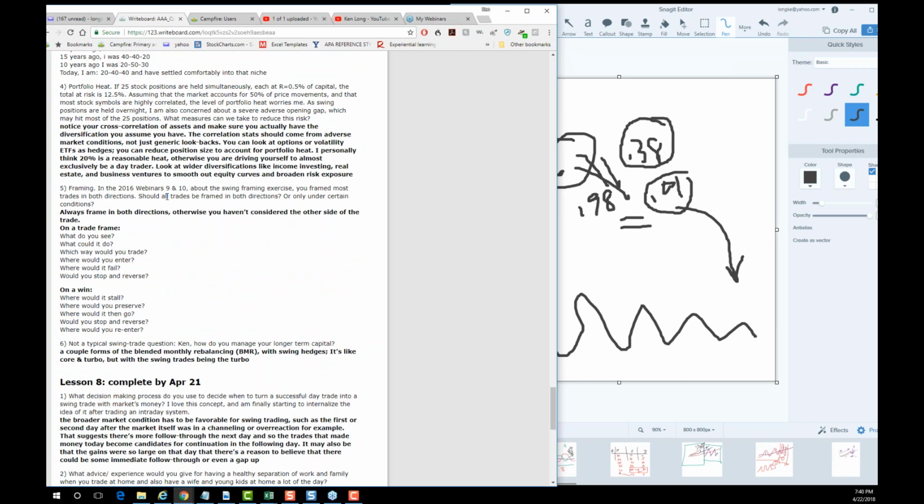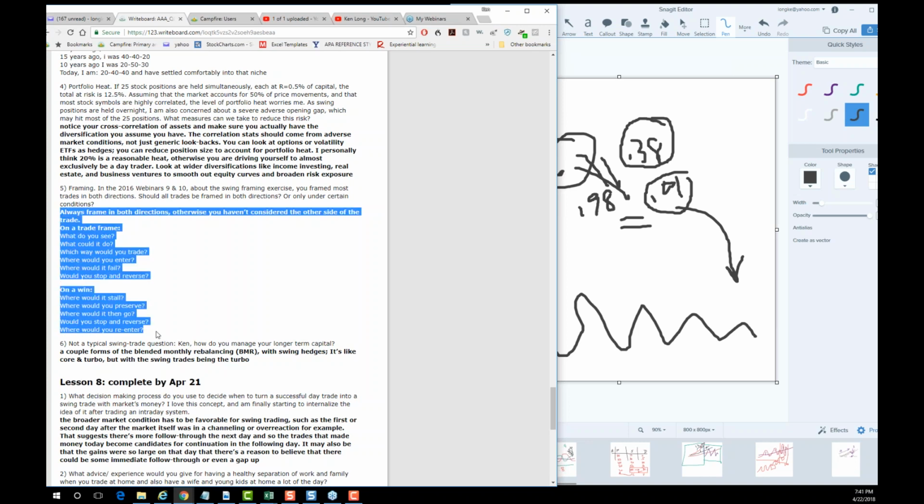Framing in both directions. Should all trades be framed in both directions? Absolutely yes. And the reason is it is a systematic discipline to frame them the same way all the time in any time period. It builds up very good habits of mind. By forcing yourself to look at the other side of the trade, you put a wedge between your emotional commitment to the idea and your execution agent, your authority to act. And so the way I recommend doing that is in this little structure here.